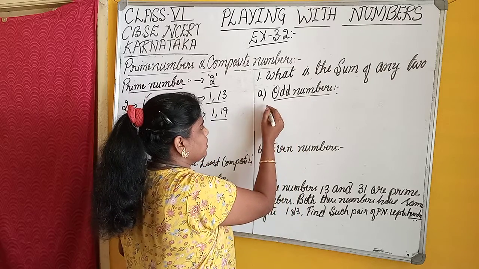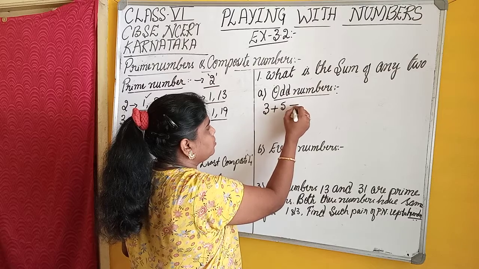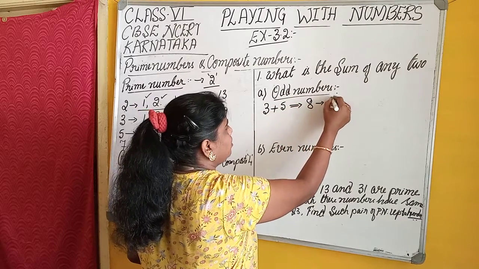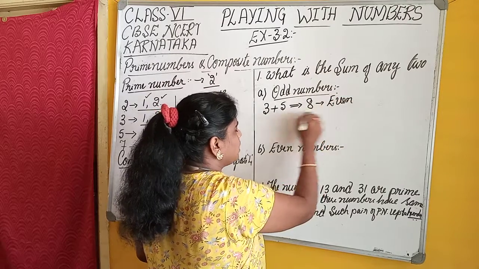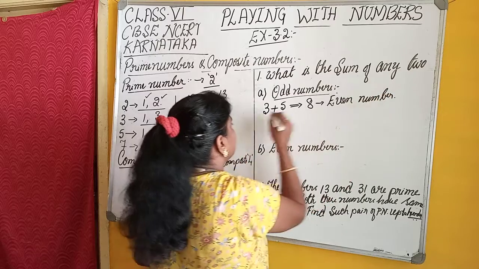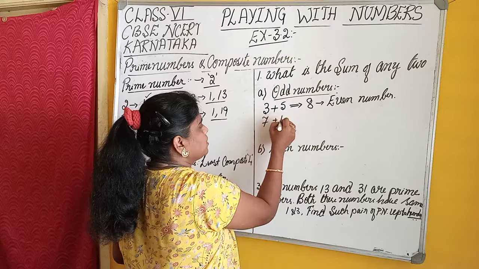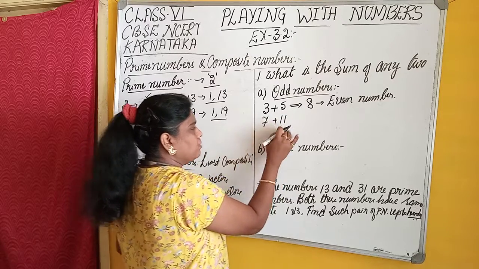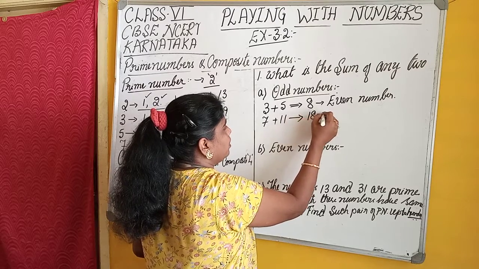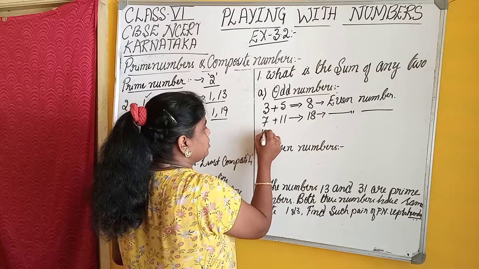Let us consider any 2 odd numbers, 3 and 5. If we add them, we will get 8, which is an even number. Okay, it's an example. Then let us go to the next. 7 plus 11. 7 is an odd number, 11 is an odd number. If we add these, we will get 18. It is also an even number.